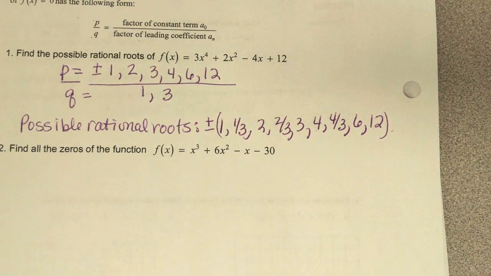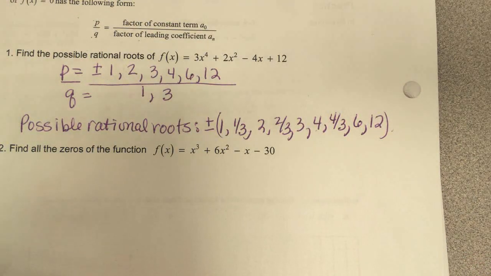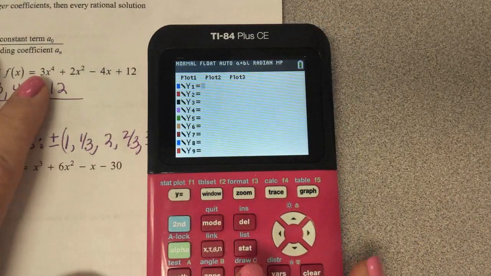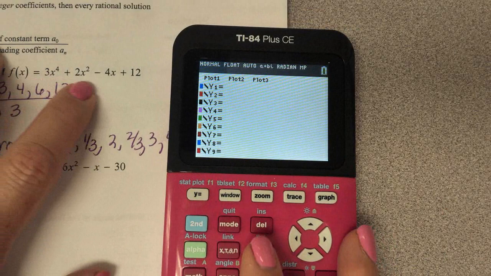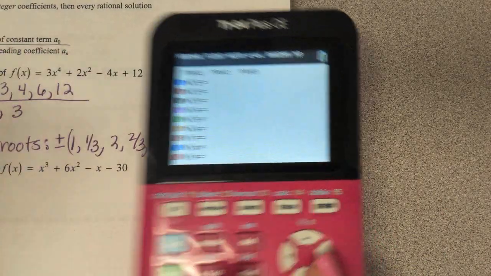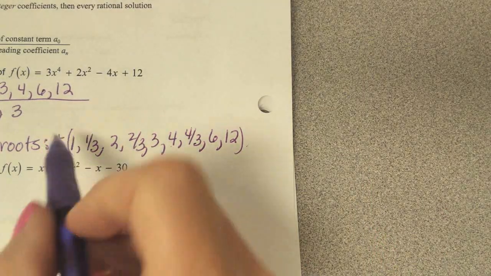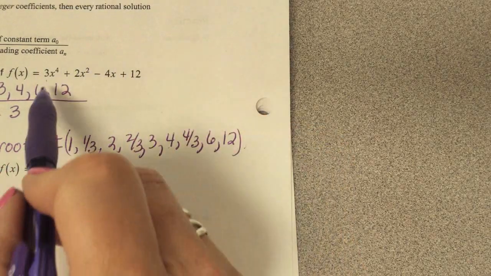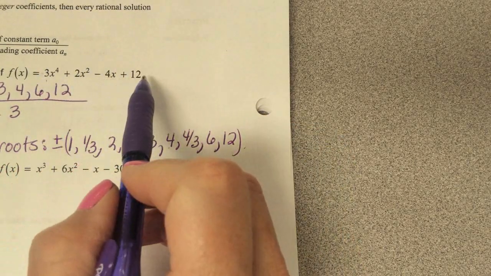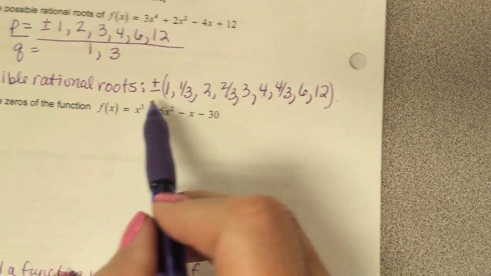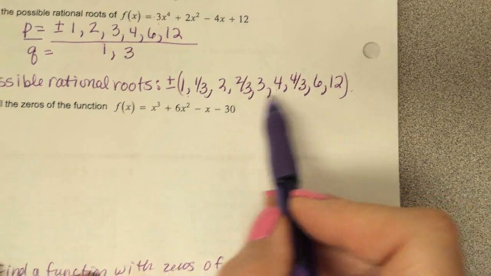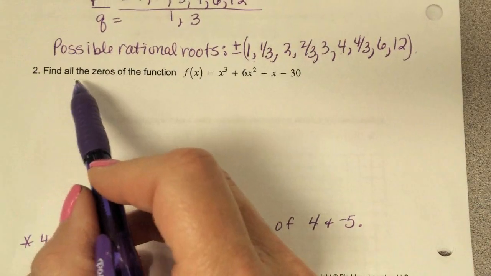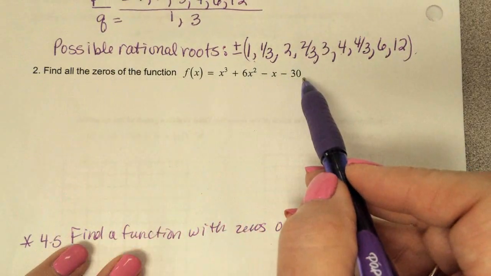Now, does that mean they are the rational roots? Well, no. If I want to see what those rational roots are, the fastest way is just to put it into my calculator. And I could look at where it is that this function equals 0. But we're not going to do it that way because we could actually do this by factoring. We could just use grouping. We're not going to do it, but realize that any answers we get should be one of these right here.